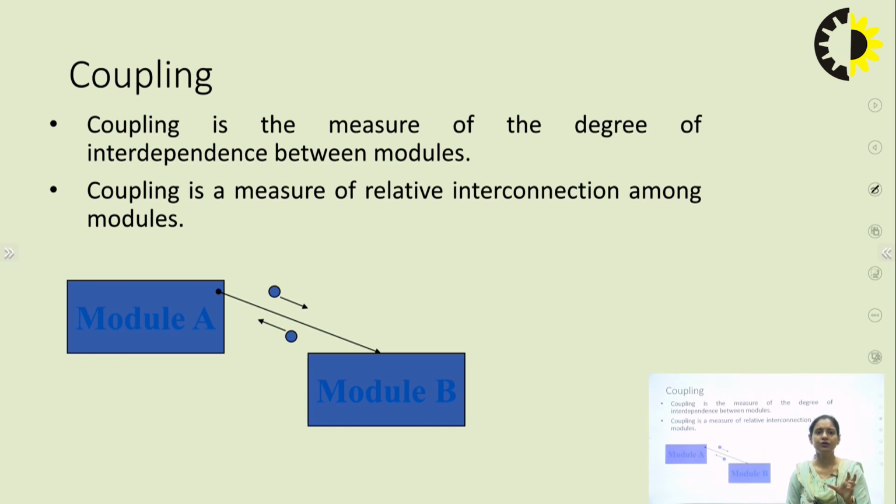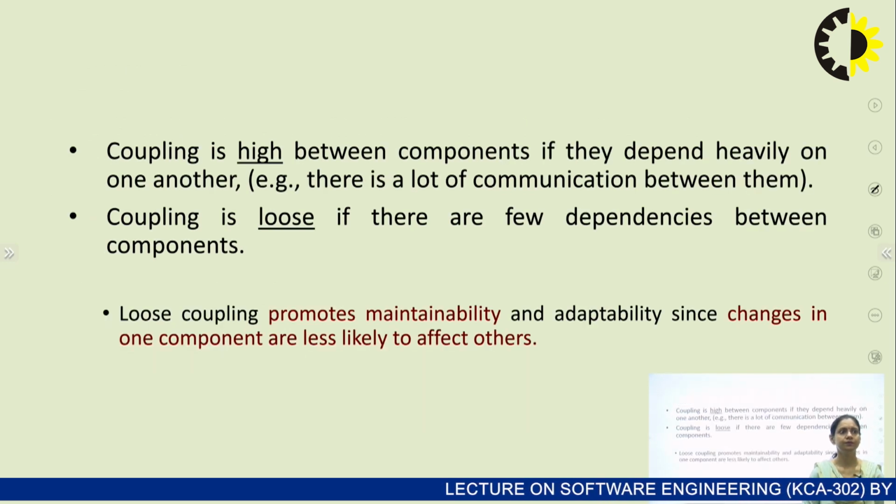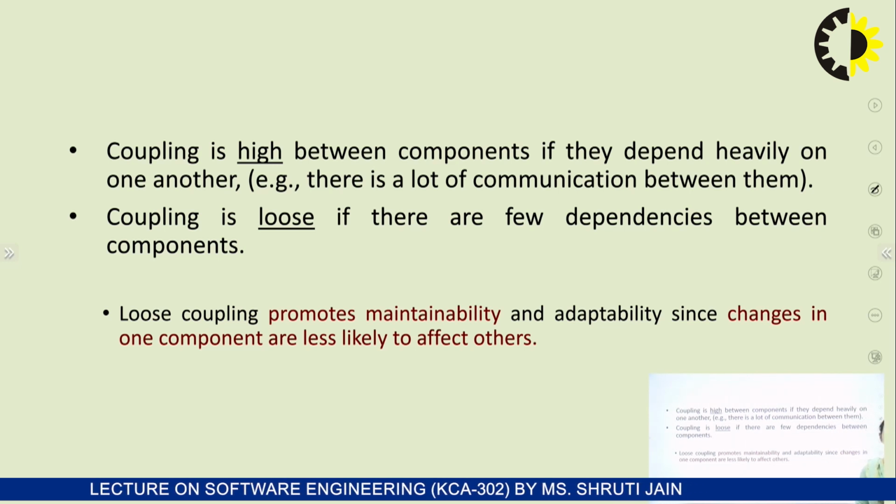The two modules should be interconnected with each other, but they should be loosely interconnected. Loosely interconnected means that if they are interdependent on each other, that degree of interdependence should be low. So coupling is a measure of relative interconnection among different modules. As we discussed just now, coupling is high between the components if they depend heavily on one another, for example, there is a lot of communication between them, and coupling is loose if there are few dependencies between the components.